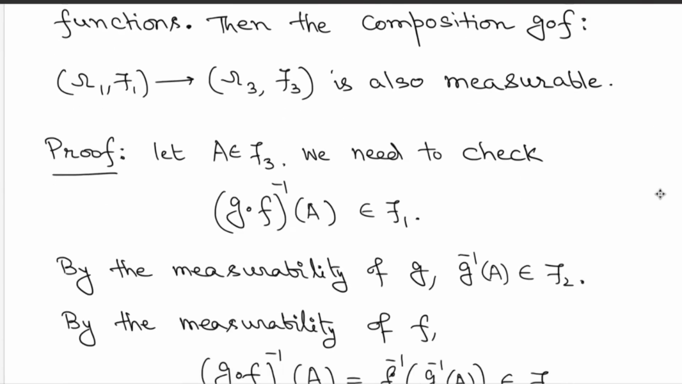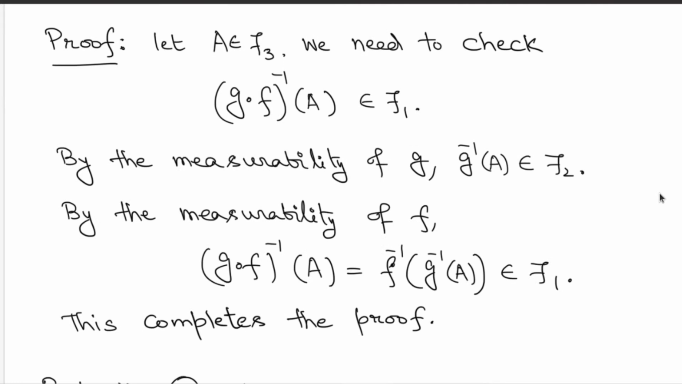So how do you go about proving this? Again, let's go back to the definition. You want to show that for arbitrary sets in the range of g composed with f, the range is omega 3 and there the sigma field is script F3. You will take arbitrary sets from there and look at the pre-image under the composition map. If the pre-images fall inside the domain side sigma field, which is script F1, then you will claim that g composed with f is measurable.